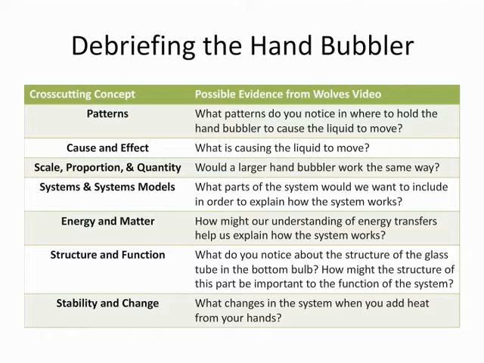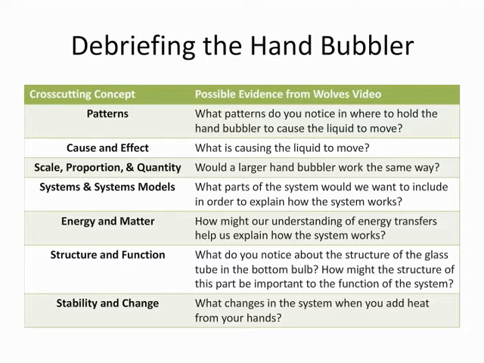And you'll notice that many of these questions could fall into multiple categories, and that's fine, right? That's teaching us something about the cross-cutting concepts. What parts of the system would we want to include in order to explain how the system works? That could be a type of a systems or systems models question. An energy and matter question might be something about, how might our understanding of energy transfers help us to explain how the system works? So asking kids to use something that they might understand, like energy transfers, to explain the system.